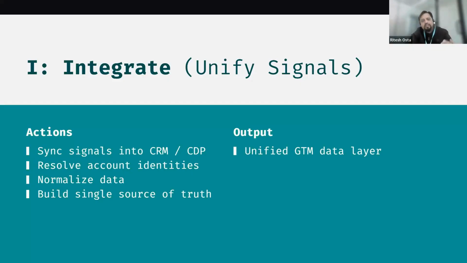Sync signals into a CRM, CDP, or even an Excel sheet that you're using. Resolve account identities, match them, normalize the data, and build a single source of truth. The output will be a unified GTM data layer. That's the output. Make sense? If you want to use a CDP, there are a bunch of CDPs out there like WebEngage and Twilio, which do this job very well, especially from the product engagement point of view. But you can add other signals as well on top of this.